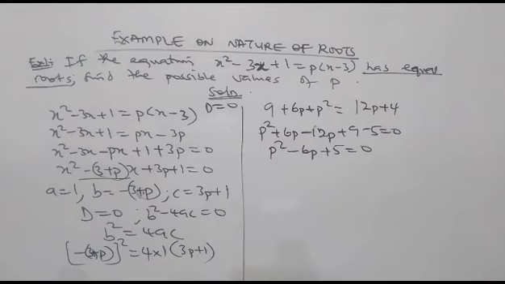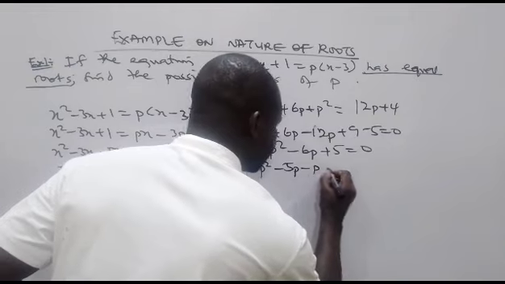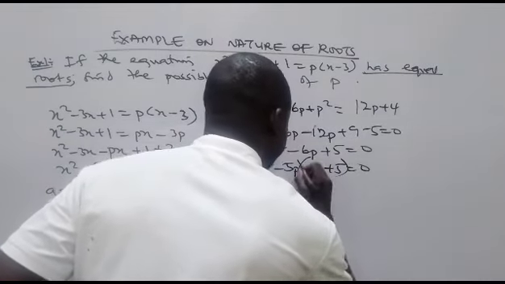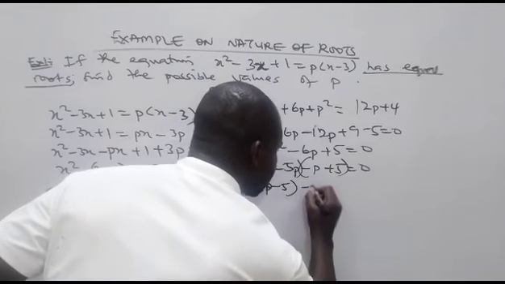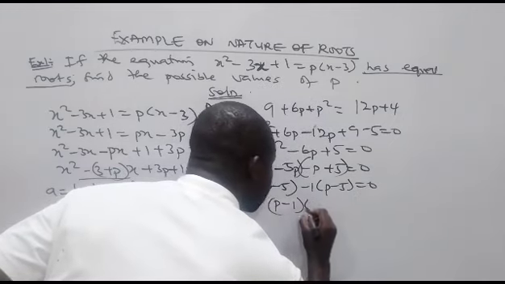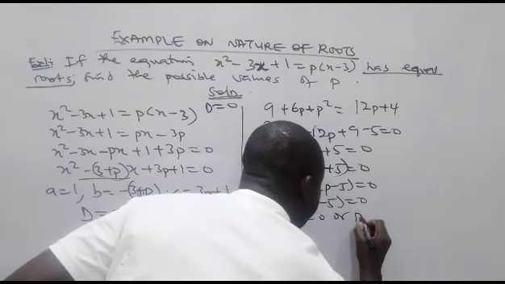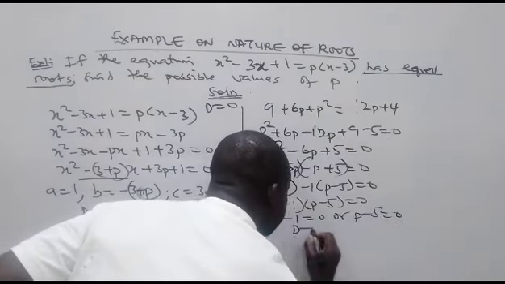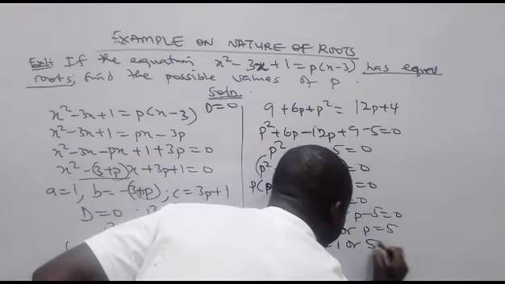If you solve that quadratic equation, we are going to get the two values for p. I want to use the factorization method here. I'm going to have p squared minus 5p minus p plus 5 equal to 0. I'll do the grouping. p is common in the first bracket, I will have p minus 5. Then minus 1 is common here, I'm going to have p minus 5 equal to 0. So p minus 1 and p minus 5 equal to 0. So p minus 1 equals 0 or p minus 5 equals 0. So p is equal to 1 or p is equal to 5.